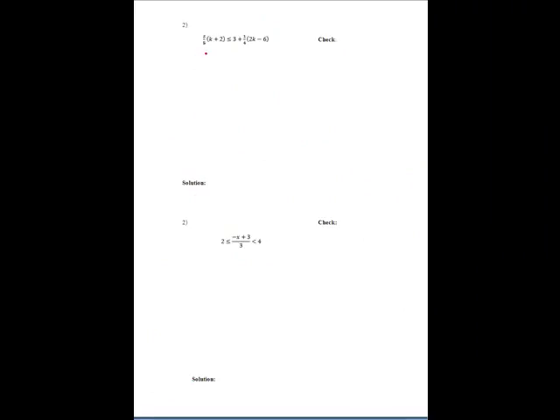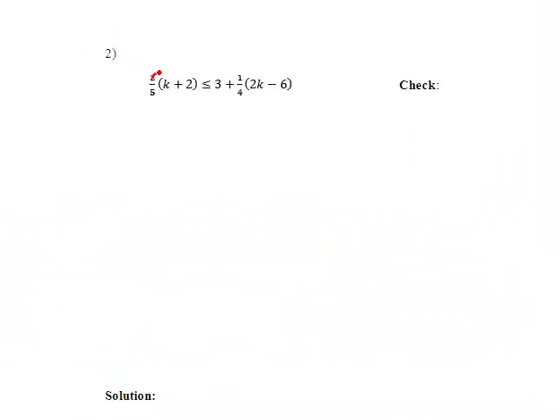So let's take a look at this next example. Now this example is a little bit more complicated than the previous examples, but the rules don't change. We would solve this the same way we would solve a regular linear equation. The first thing I'm going to do is some distributing. I'm going to take my 2/5 and distribute it into the k plus 2. And on the other side, I'm going to take my 1/4 and distribute it into the 2k and the 6. So 2/5 times k will give me 2/5 k plus 2/5 times 2 will give me 4/5.